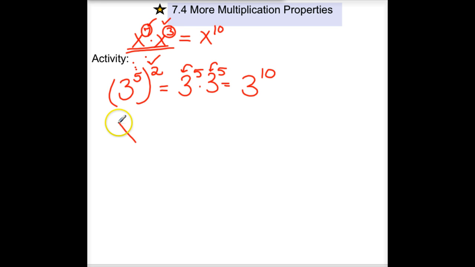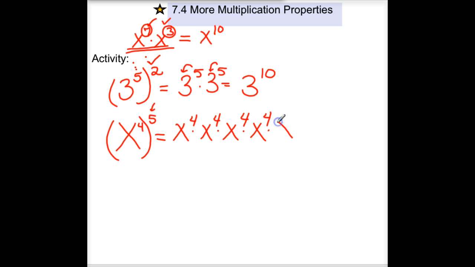Let's try it one more time, maybe with a variable base. And let's do, say, x to the 4th to the 5th. All right, pain in the butt to write it out. Hence the properties, which allow us to save some time. So this means 5 times I do x to the 4th times itself. What does that mean? It means I'd have 4 x's, 4 more x's, 4 more x's. I'd write x out 4 times, and I'm not going to do it for each one of these, which means I'm going to have 5 groups of 4, giving me x to the 20th.